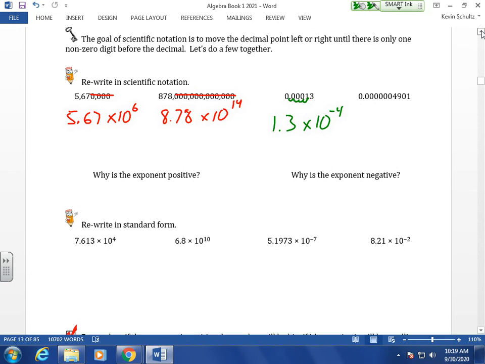So if you saw this number, 1.3 times 10 to the negative 4th, I've got to move this over 1, 2, 3, 4 times. Fill all those placeholders in with zeros. Whew, that's really small. Okay? So a positive power, big number. Negative power, small number.